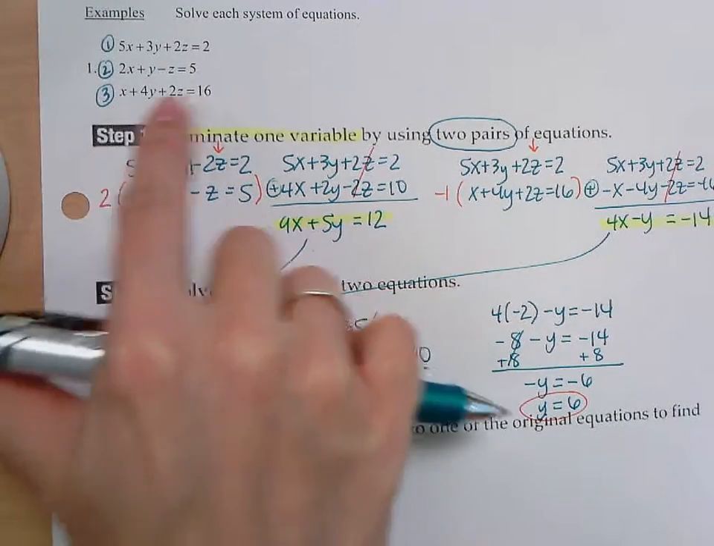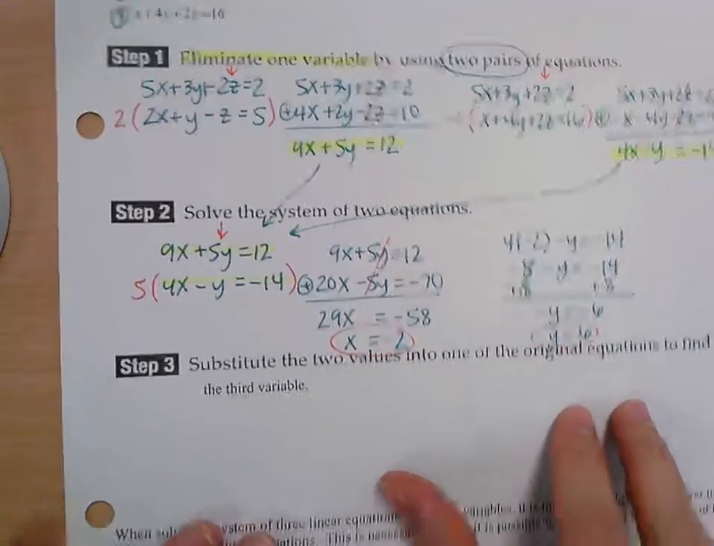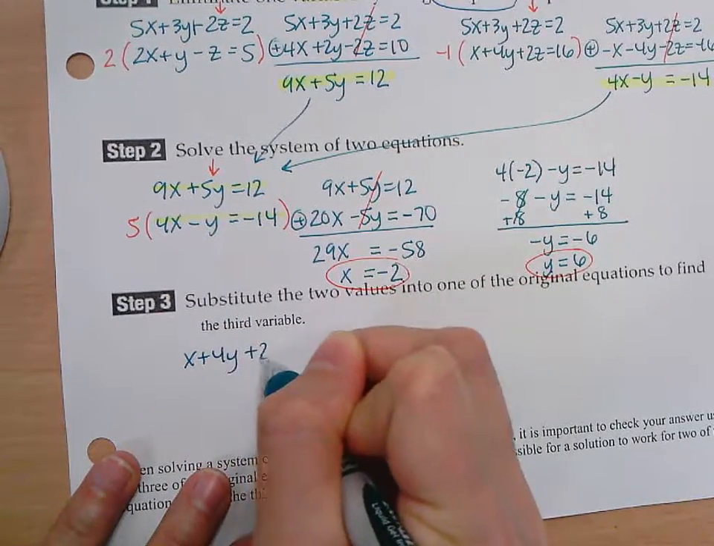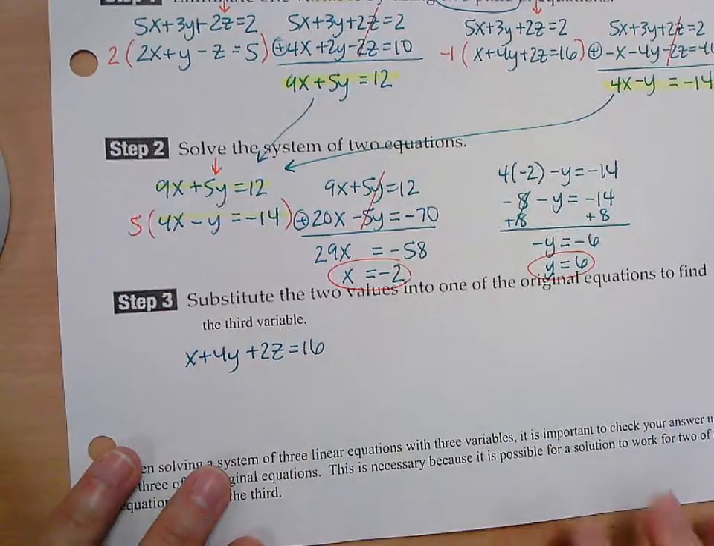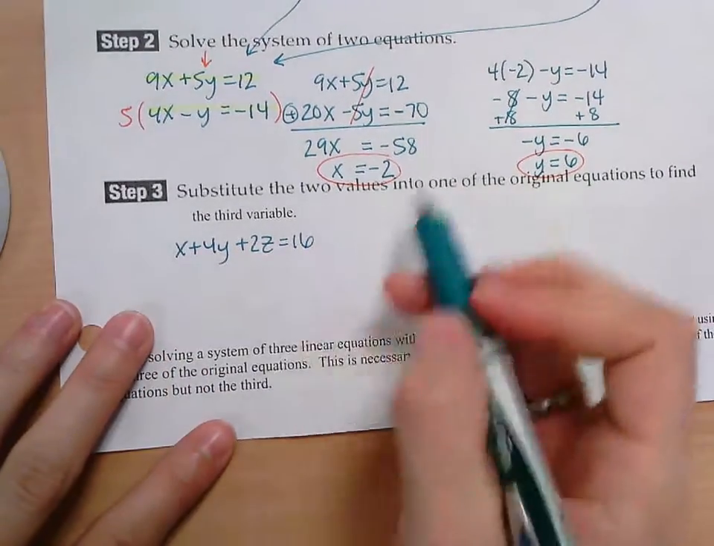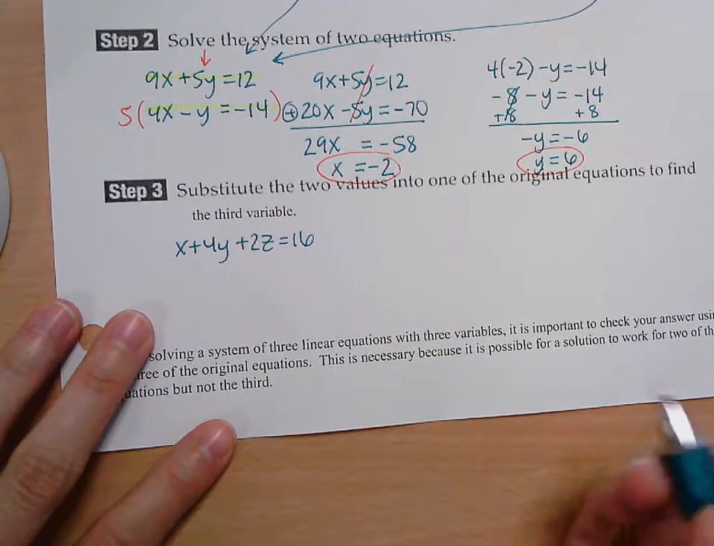I'll just use the bottom one here. It should not matter which one you plug it into. As long as your x and y are correct, no matter which one you plug it into, you should get the same z. So I'm plugging it into the third one that was in the original.